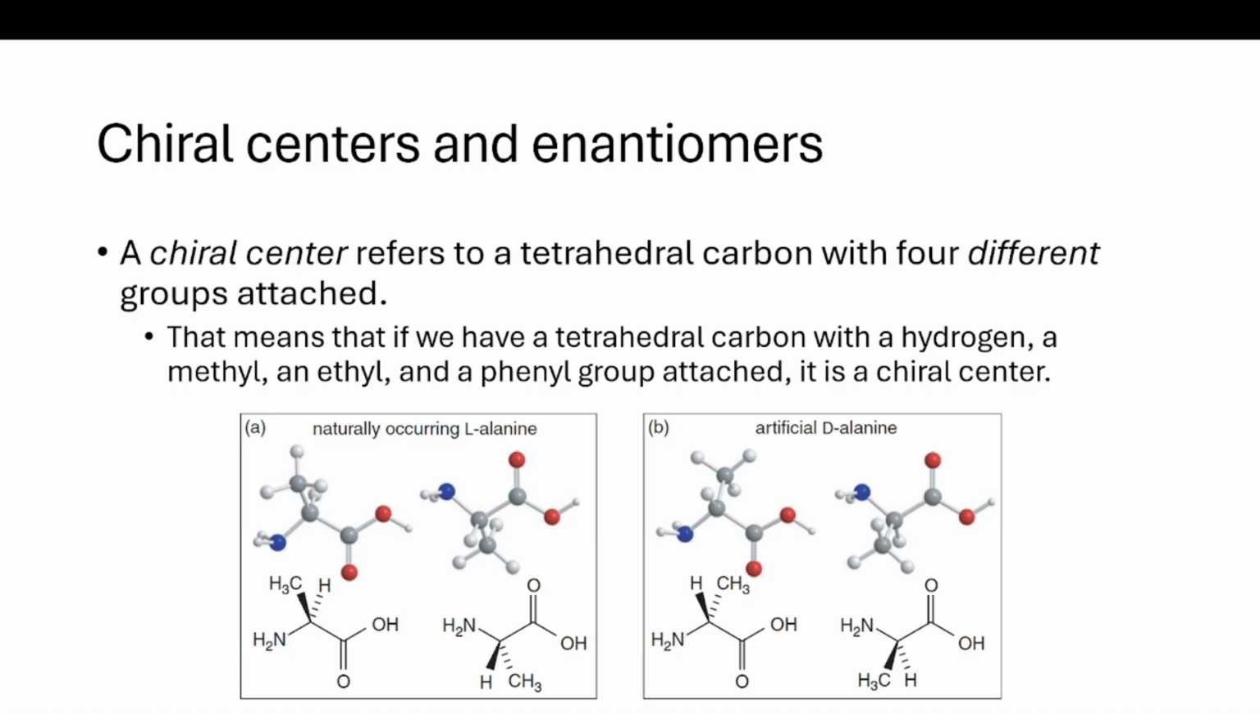So if we have 2 hydrogens attached to the same carbon, then unless that second hydrogen is something like deuterium, and the rest of the groups are different, that carbon is not a chiral center. Quick side note, the authors in this book call this a stereogenic center, but you can also call it a chiral center, and whoever you're teaching will understand.